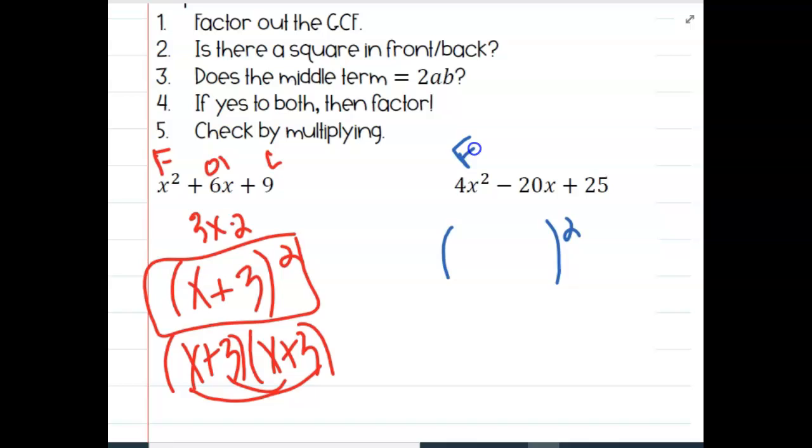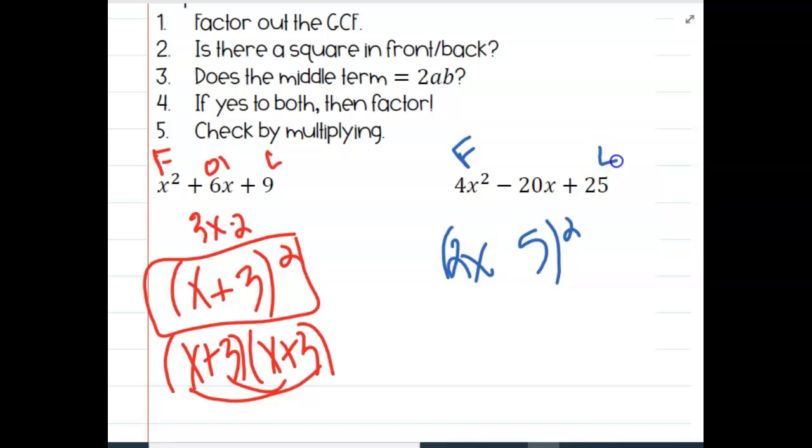Well, to get the F, I would have taken something times itself to give me 4x squared. What times itself gives me 4x squared? 2x times 2x. There's your square in front. Then you do the same thing in the back. What times itself gives me 25?